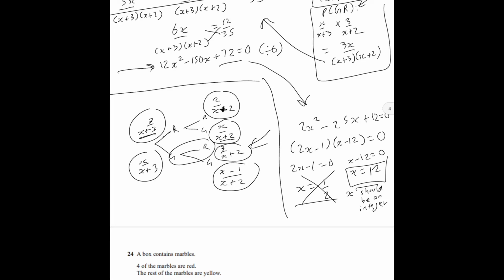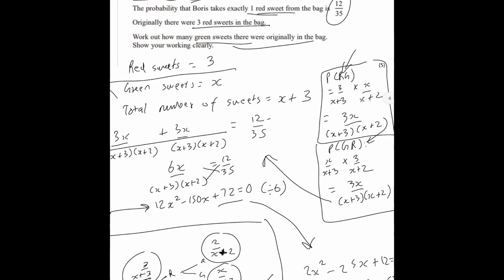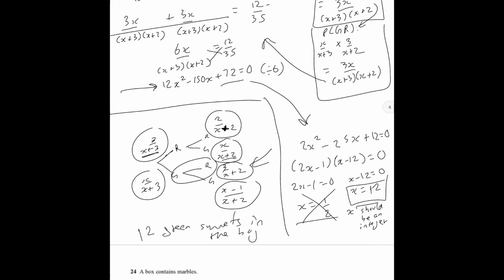So cross out this half. You have x is equal to 12. And remember, originally from step 1, we know that green sweets is equal to x. So x is equal to 12. So we know that there are 12 green sweets in the bag, and we have solved that question for 5 marks, and it's pretty awesome. Alright? Okay, let's move on to the next question.